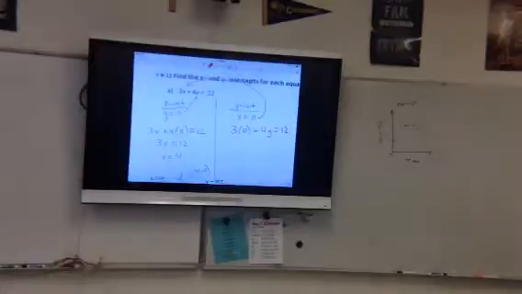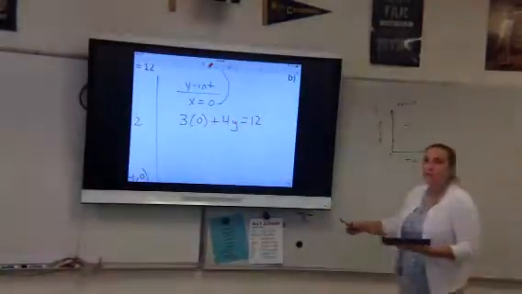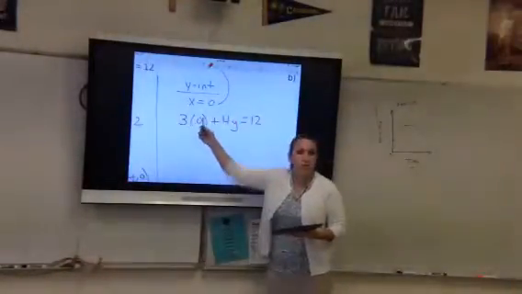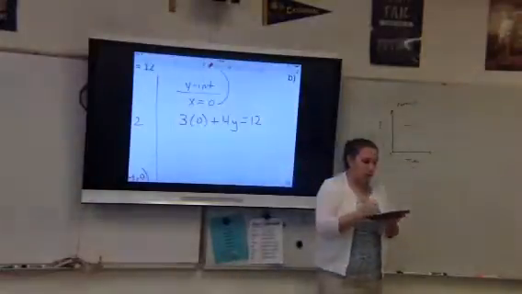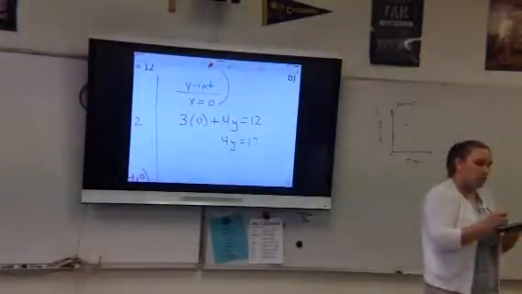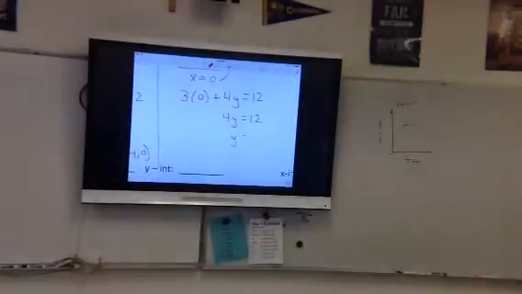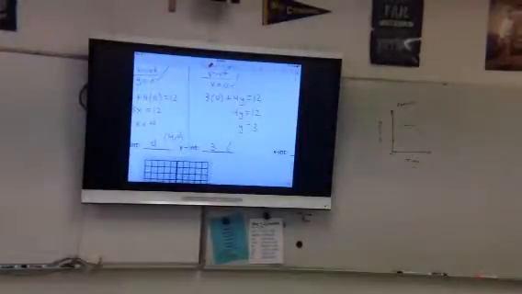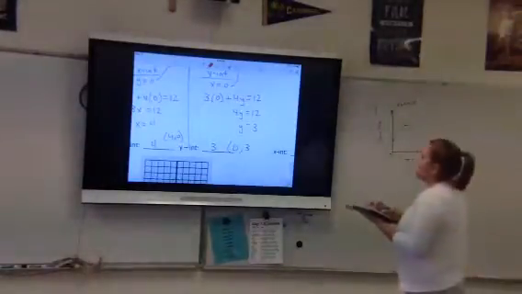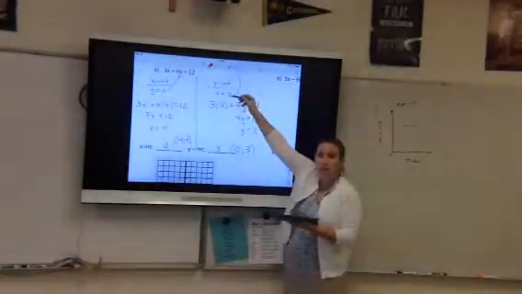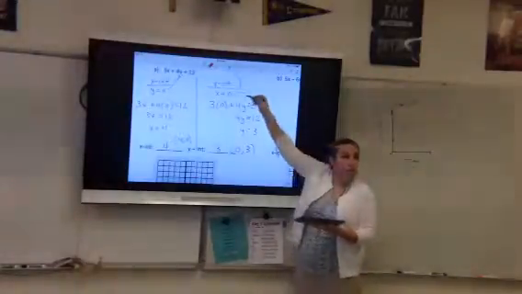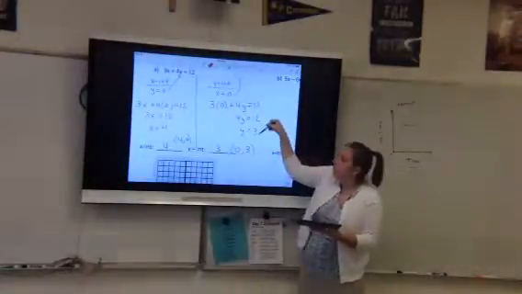Same thing happens here. 3 times 0 is just going to fall off, goes to 0. We don't have to worry about it. So really we just have 4y equals 12. So what does y equal? y equals 3. So you can put 3, or it's a coordinate point, right? You plugged in 0 and you got out 3. So 0, 3. There's your coordinate point if you're not sure. It's right there for you, 0, 3.